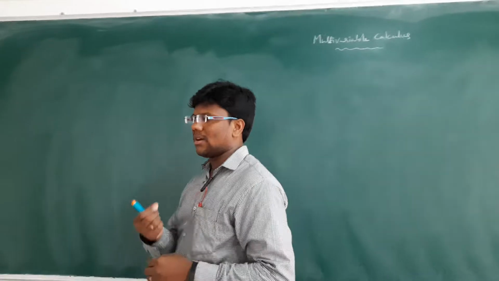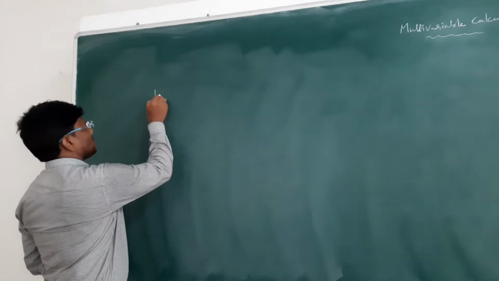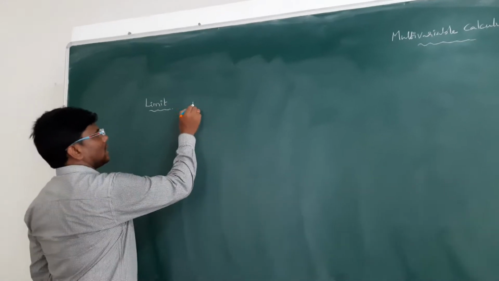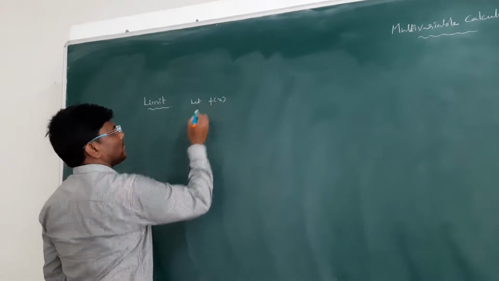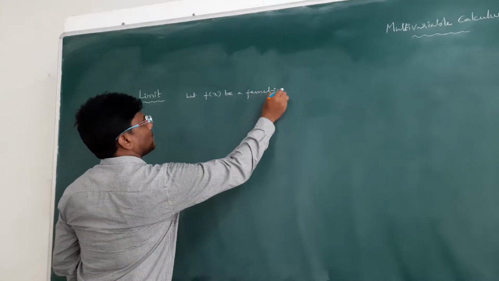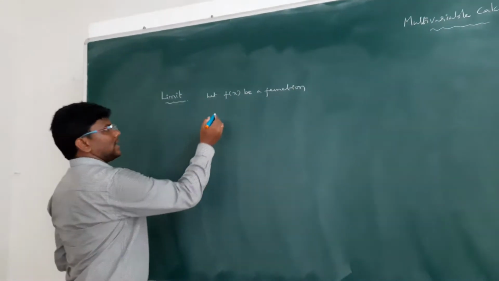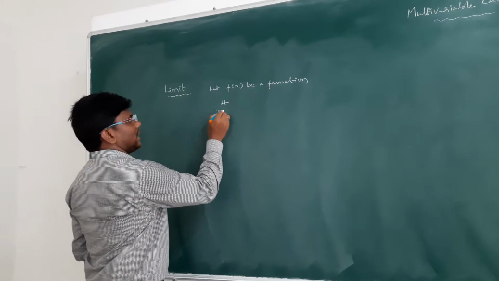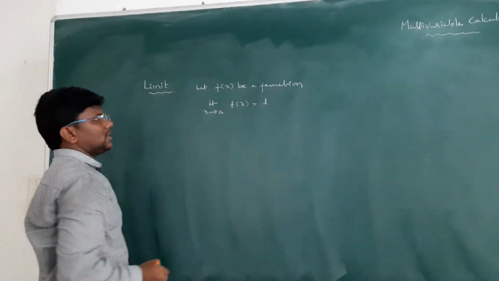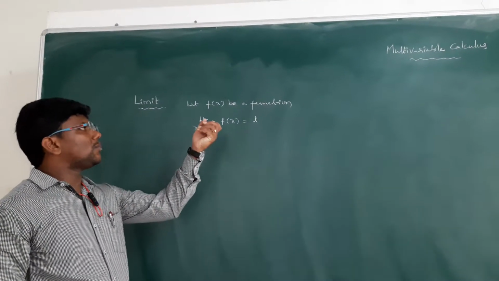Just recall the limit, continuity and differentiability of a single variable. What is the limit of a function? Let f of x be a function. It has only one variable. The limit of the function tending to L at the point a is written as limit x tends to a, f of x is equal to L. This is the general notation for the limit of a function of a single variable at the point a.